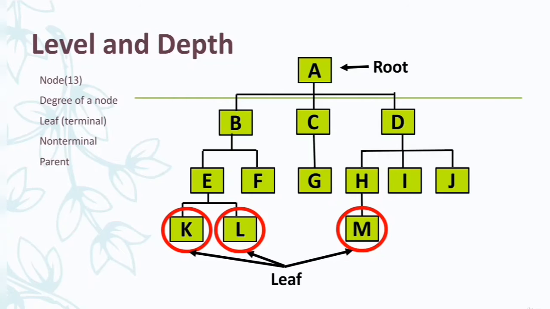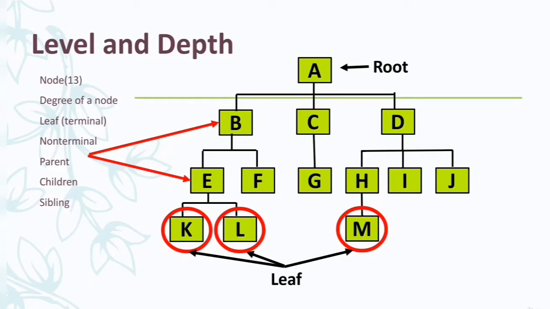Again, the next one is parent. Basically, a parent is a children's parent in a tree. In this case, A is the parent of B, C and D. If we consider the example for B, E and F, then B is the parent of E and F. If we consider C and G, then C is the parent of G. Again, the next point is children. Basically, the children of a parent are called children in a tree. If we consider the case for A, B, C and D, then B, C and D are the children of A. Again, E and F are the children of B. Again, M is the child of H.